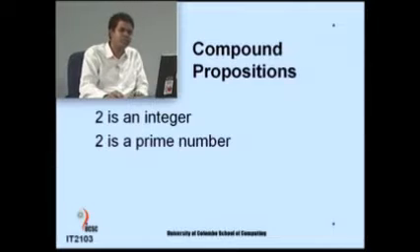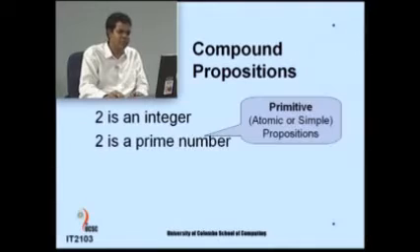Now, we come to an interesting concept known as compound propositions. Let us consider two typical sentences. 2 is an integer and 2 is a prime number. Now, these propositions just have one simple fact, and they are known as primitive propositions, or they are also known as atomic propositions or simple propositions, because they have one single fact.